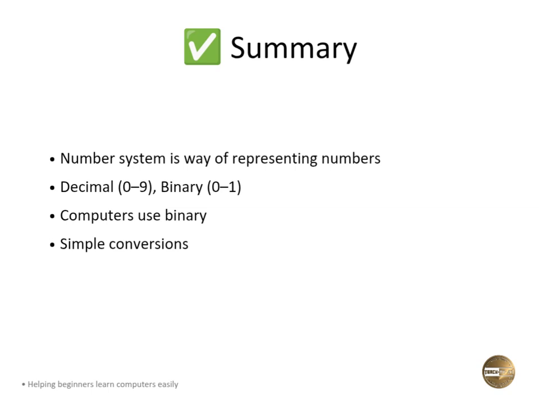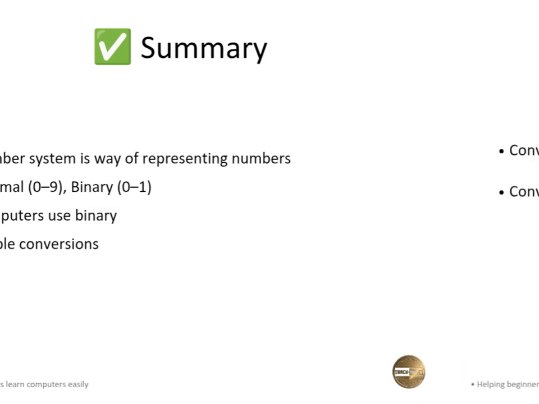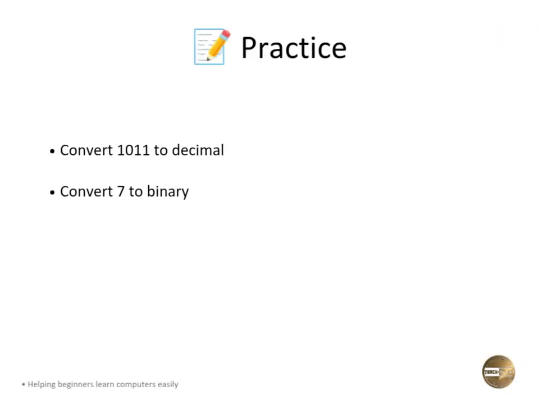Quick recap friends, number system is a way to express numbers. Decimal is 0 to 9, binary is 0 and 1. Computers use binary and simple conversion is easy. Now it's practice time. First one, convert 1011 to decimal. Second one, convert 7 to binary.